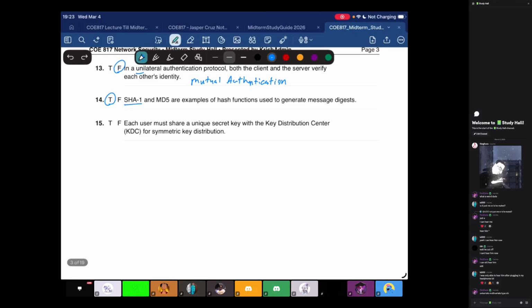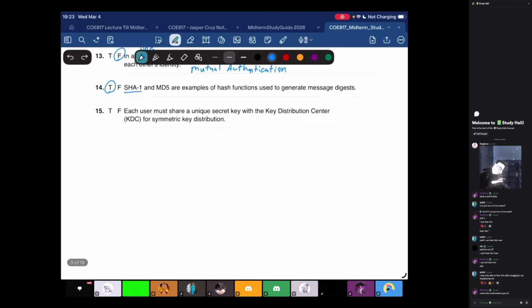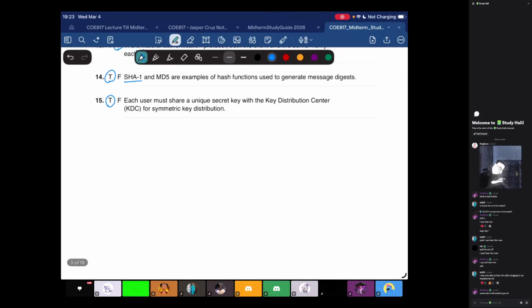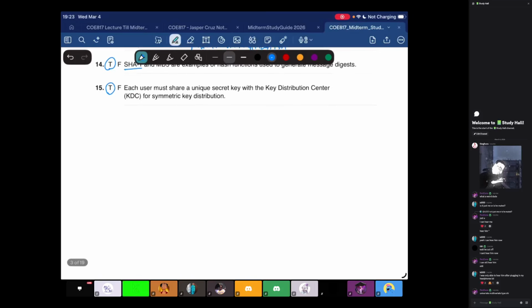And question 15. Each user must share a unique secret key with the KDC, or Key Distribution Center, for symmetric key distribution. This statement is true. So in KDC-based systems, each principal shares a unique long-term key with the KDC, and it uses that to communicate and verify that it is communicating with the KDC.